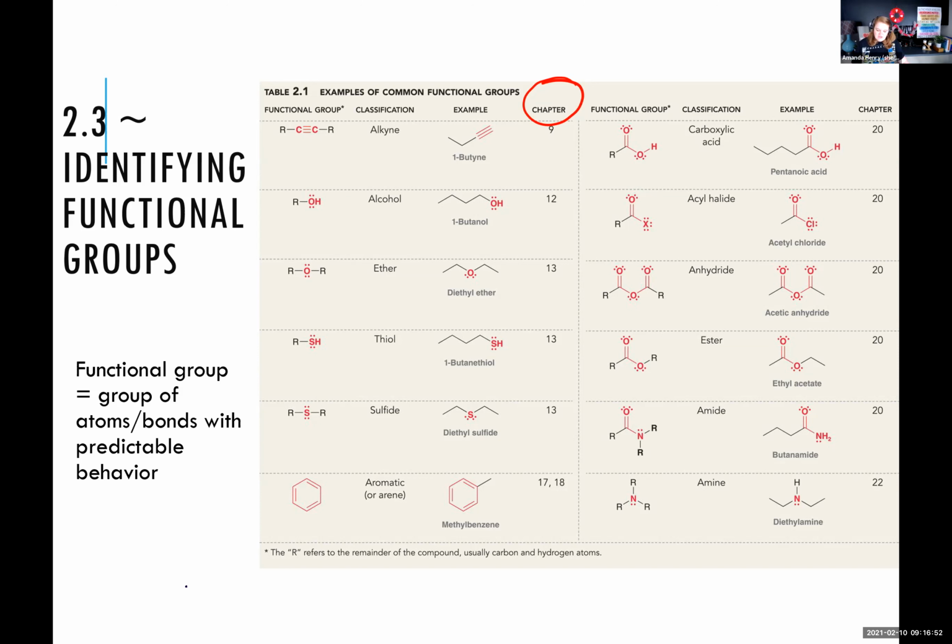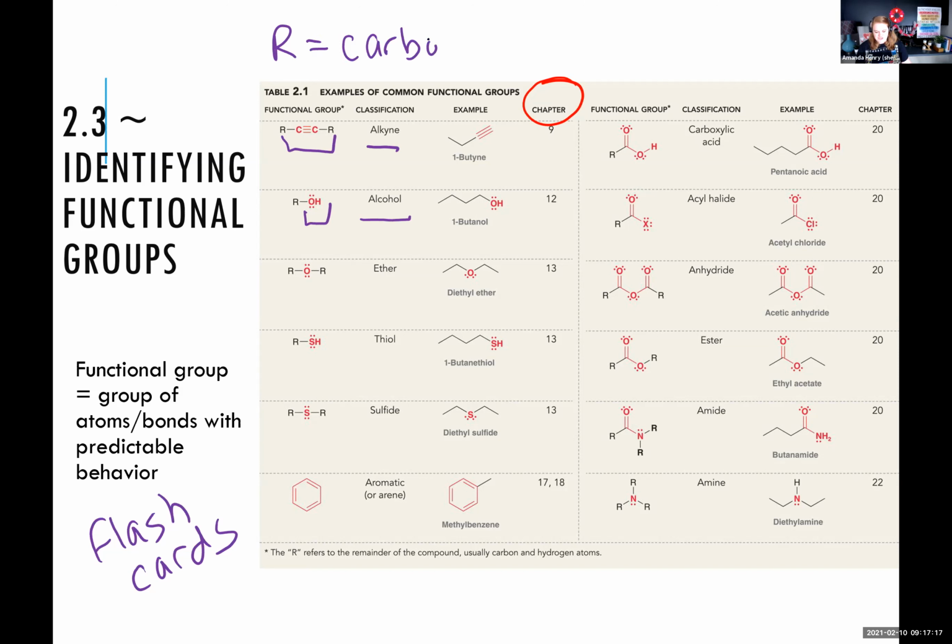These are things you need to know. These are flashcards for sure. What you need to know is that a triple bond is called an alkyne, and that an OH group is an alcohol. Notice that a lot of these have R's in them. R is an abbreviation for just a generic carbon chain. Any length, any size, branches, no branches, doesn't matter. It's just saying that there has to be carbons.